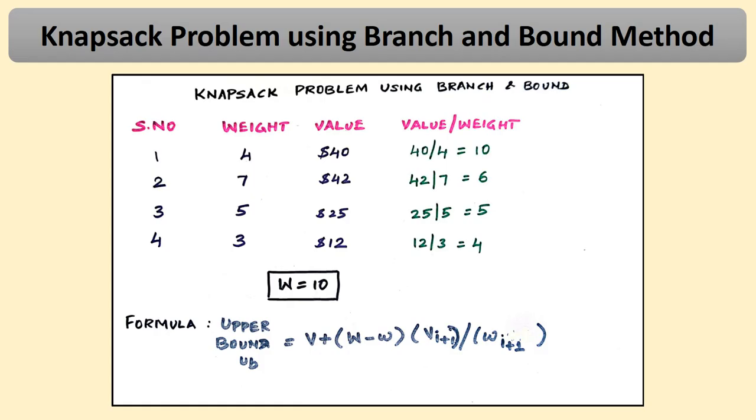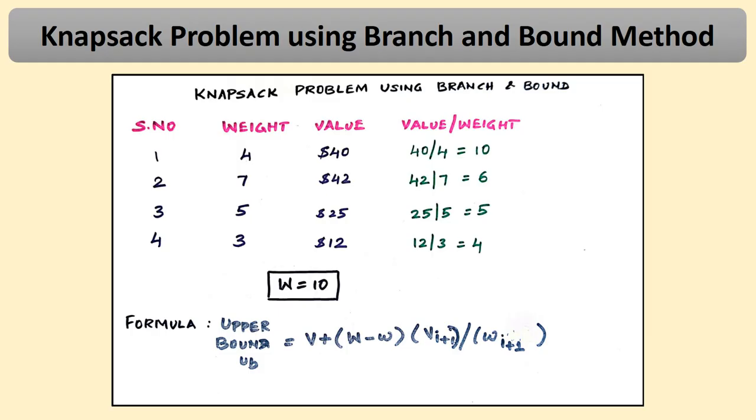Now we have to find the value of the last column, the empty column, which is value by weight. That means we have to divide the third column by the second column. After that, we have to apply the upper bound formula for knapsack. The formula is upper bound equals value, that is the given value, plus capital W. What is capital W? That is the total weight. It is given as 10.